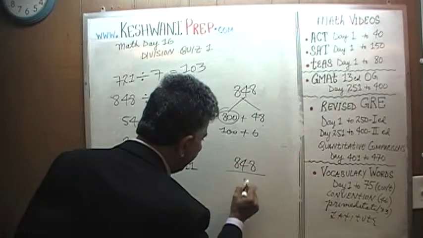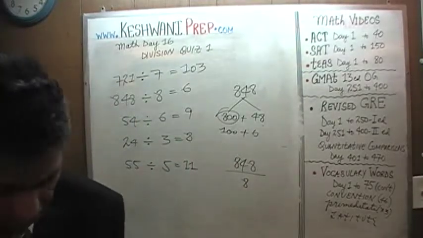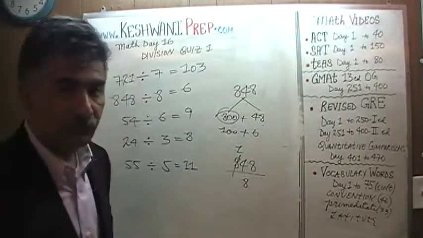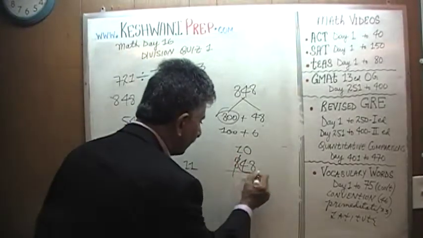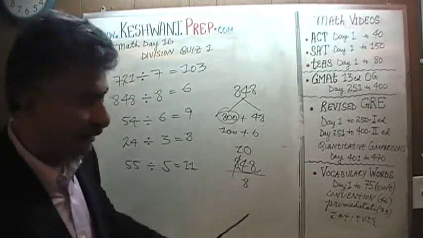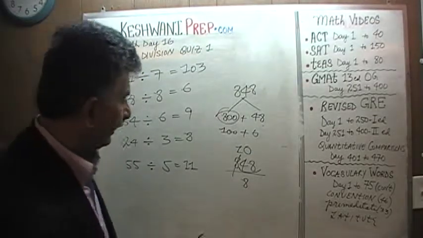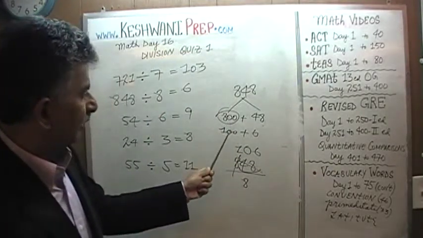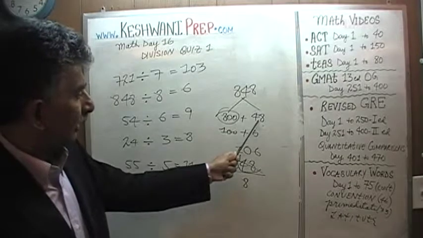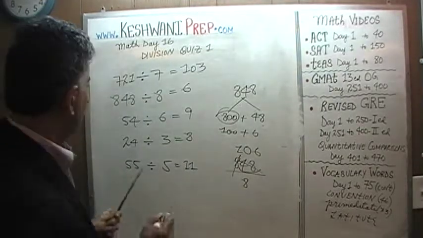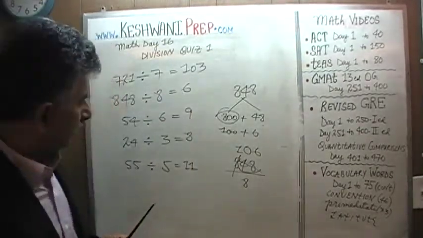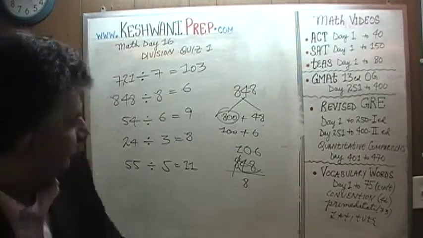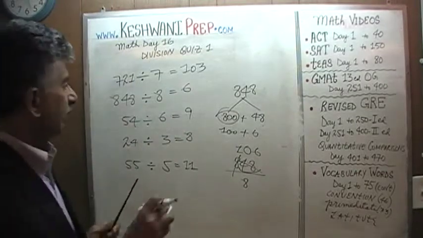We'll do it here. 848 divided by 8. We ask ourselves the exact same questions. How many 8s in an 8? 8 has 1 8. How many 8s in a 4? 4 has no 8s. That 4 is going to join the 8, becomes 48. And 48 is 6 8s. 106, because 800 has 100 8s and 48 has 6 more 8s. The answer, instead of being 6, is going to be 106 because we added 800 to it.